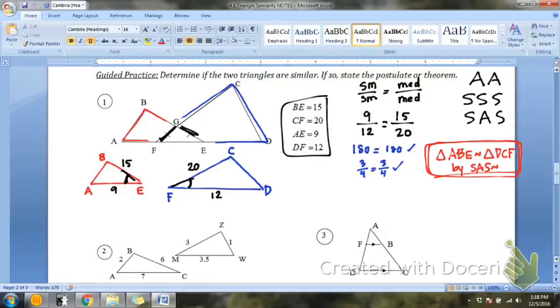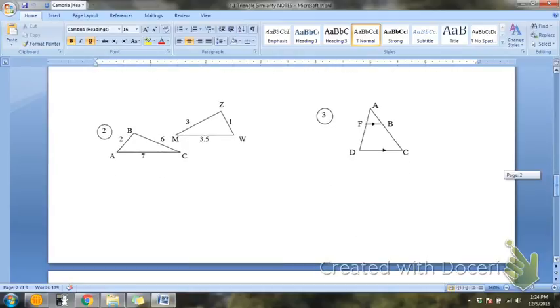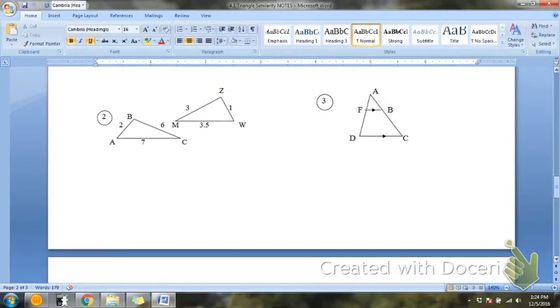Okay, questions on number 1? I know this is not the most exciting stuff. Okay, stick with me. What about number 2? What example or what type does number 2 look like? Does that look like angle, angle, side, side, side, or side, angle, side?